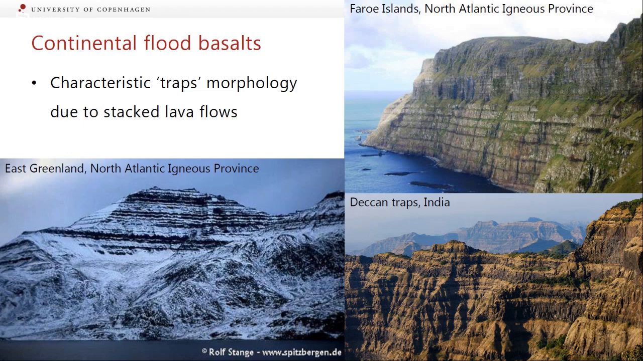So you can see these are pictures of different flood basalts. This one is the same picture as before from the Faroe Islands. This is the Deccan Traps in India, the one at 65 million years ago that's maybe associated with a dinosaur extinction. And this is East Greenland. In every single case, you get this stepped profile, and that's just from the way these different lava flows erode. But it's quite spectacular.